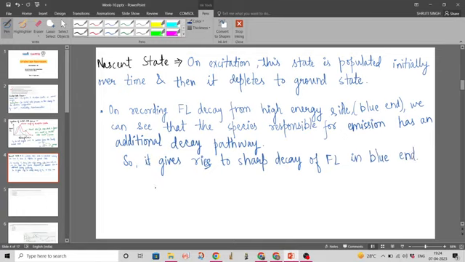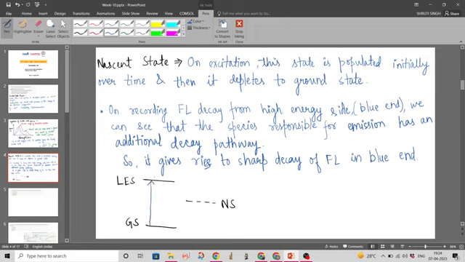As I told, I have written that this is the locally excited state, this is the ground state, and this one is the nascent state. So this is excitation.